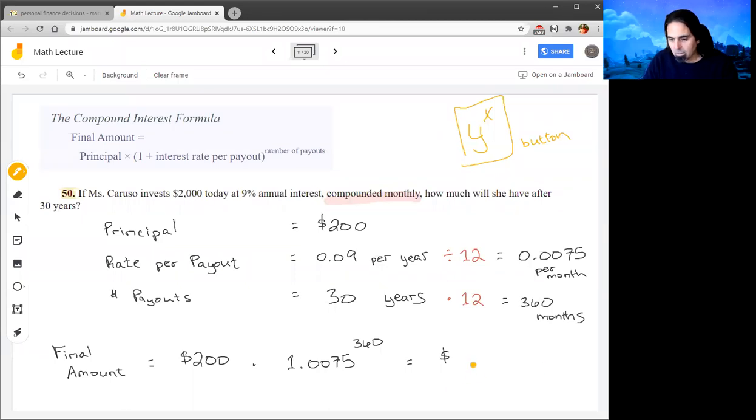And I get $2,946.11. It got like 10 times bigger.